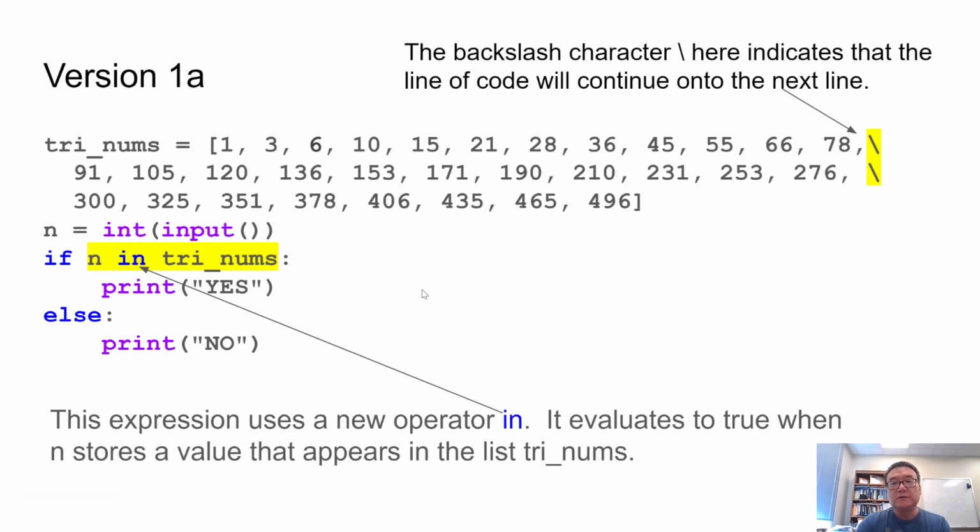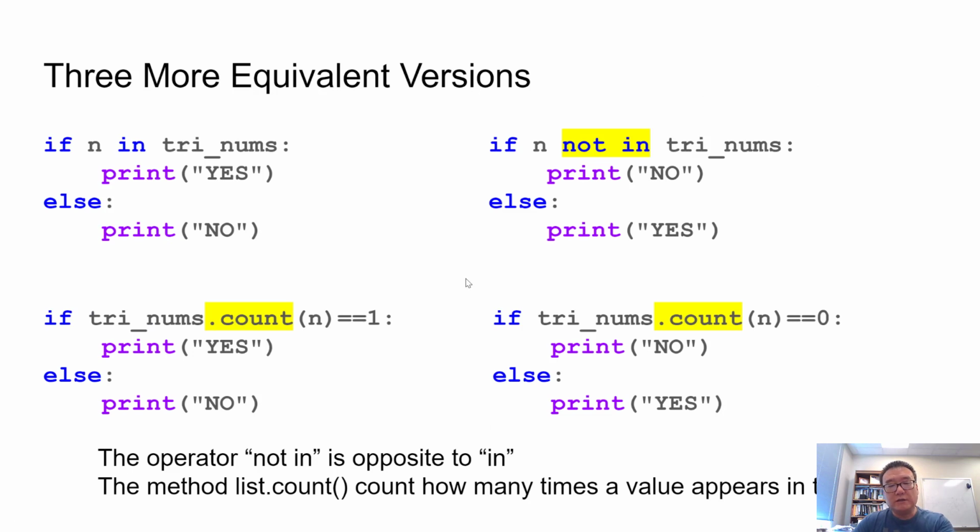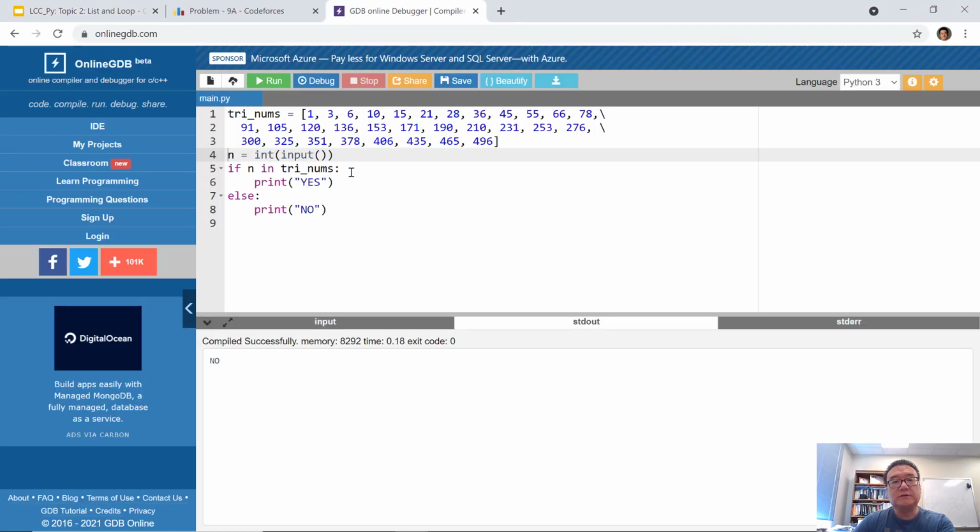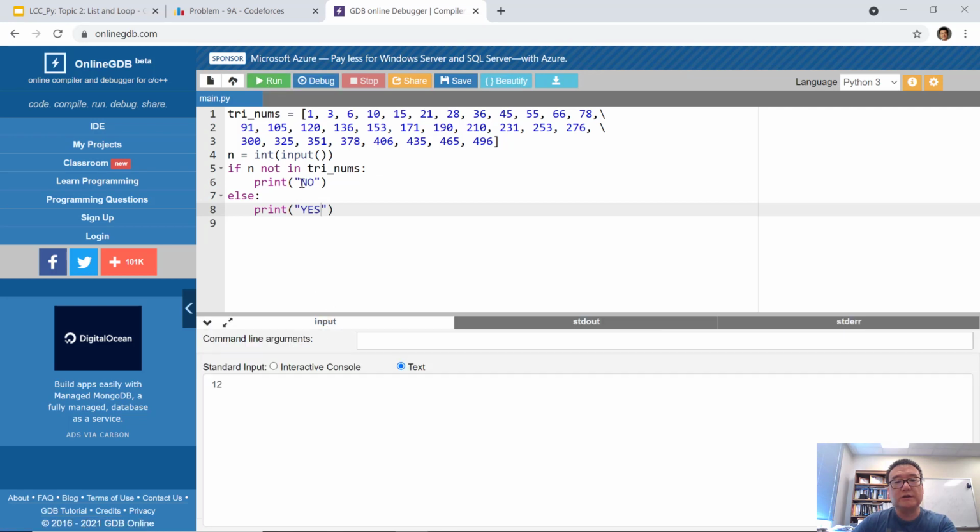Now, there are other equivalent ways of checking this. Actually, let's type some of them. Instead of using in, we can also use not in. But of course, then we need to swap the branches. So if it's not in, we will print no. So this is still correct.